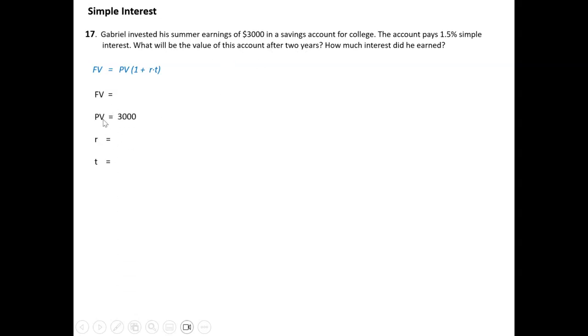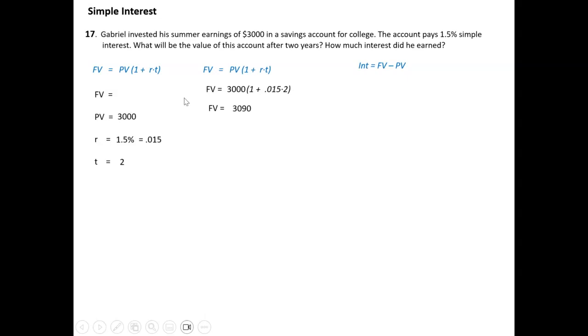So the 3,000 is what you invested right now. My R, which is the interest, will be 1.5%, which will give us 0.015. And my T has to be in years, and time is also in years, so it's 2. So all we do is plug into the formula, use the calculator, and that's my result.